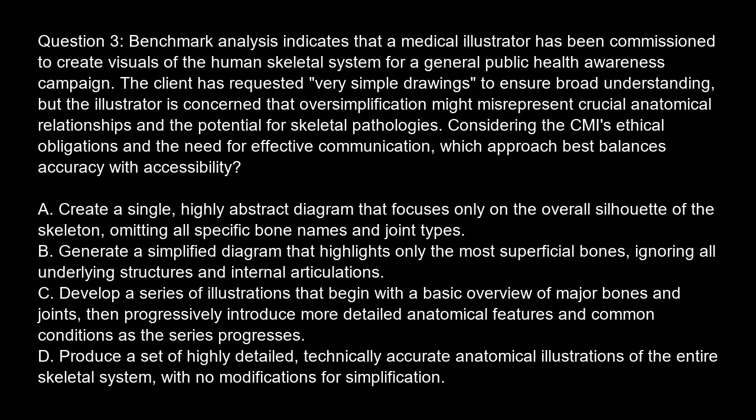Option A. Create a single, highly abstract diagram that focuses only on the overall silhouette of the skeleton, omitting all specific bone names and joint types. Option B. Generate a simplified diagram that highlights only the most superficial bones, ignoring all underlying structures and internal articulations. Option C. Develop a series of illustrations that begin with a basic overview of major bones and joints, then progressively introduce more detailed anatomical features and common conditions as the series progresses. Option D. Produce a set of highly detailed, technically accurate anatomical illustrations of the entire skeletal system, with no modifications for simplification.